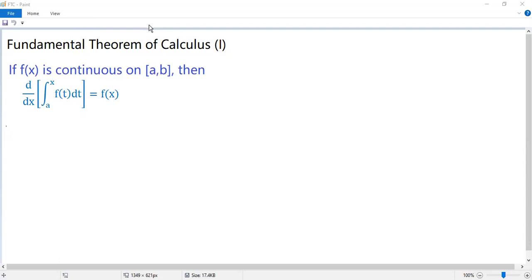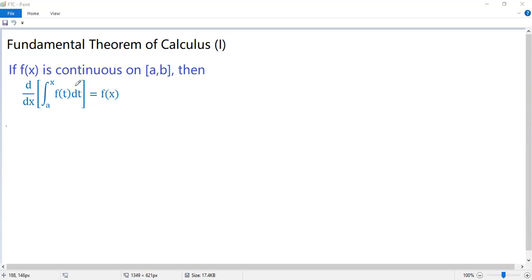Today, let's talk about the fundamental theorem of calculus, part 1. If the function f is continuous on a closed interval from a to b, then to find the derivative of the integral from a to x of f(t) dt, we can simply replace the variable t in the integrand by the upper limit x, so we get f(x).